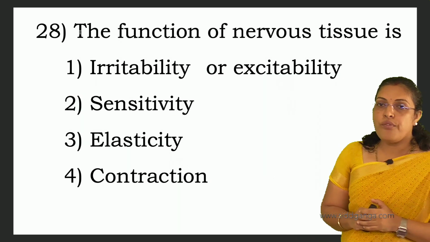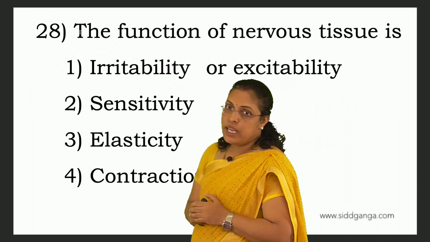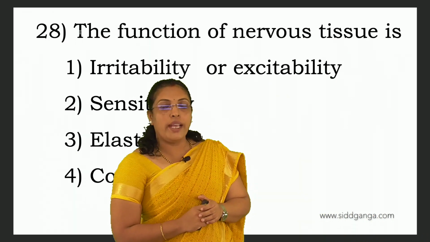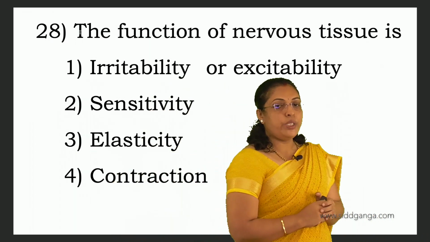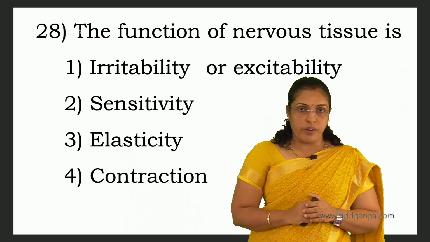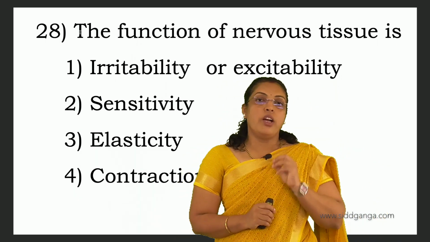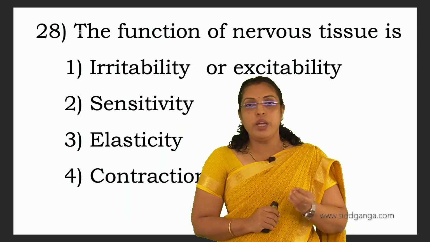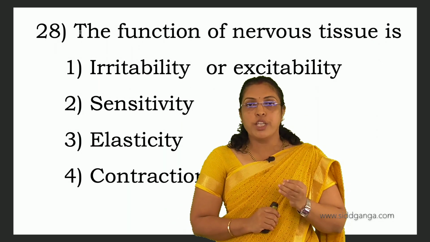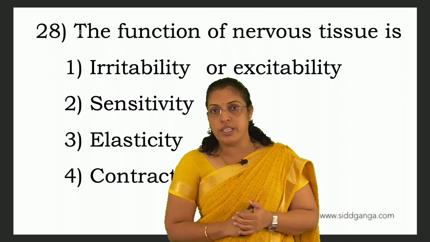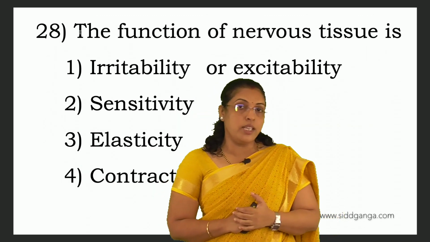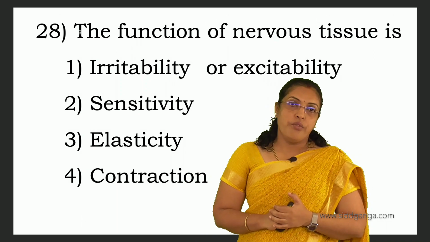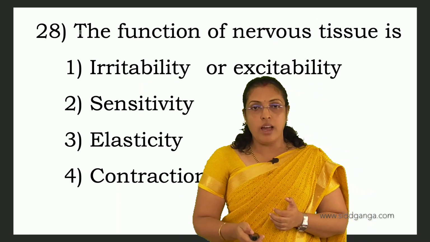The function of nervous tissue is irritability or excitability, sensitivity, elasticity, contraction. So, the function of nervous tissue is excitability. Due to that excitability, the action potential is going to be generated when a stimulus is applied. So, for 28, first is the answer.